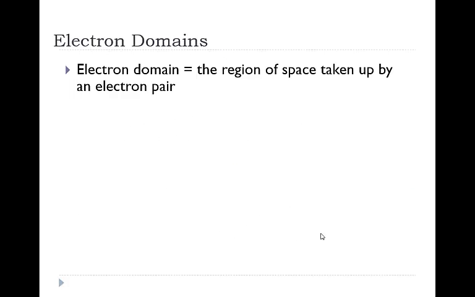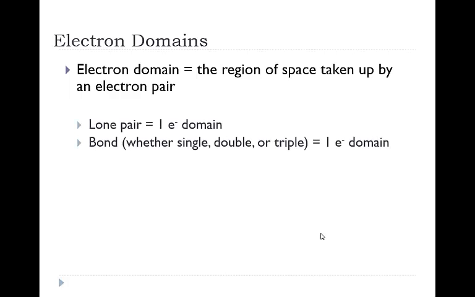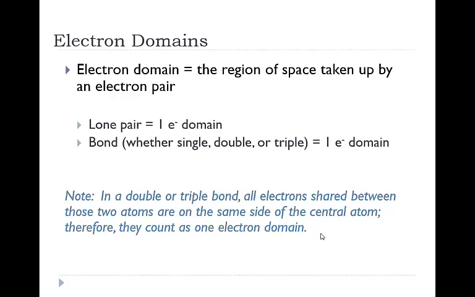Alright, so we need to be able to define an electron domain. An electron domain is the region of space that's taken up by an electron pair. A lone pair counts as one electron domain, and a bond, whether it's a single bond, double bond, or triple bond, also counts as an electron domain. Note that in a double or triple bond, all the electrons are shared between those two atoms, and therefore they count as one electron domain.